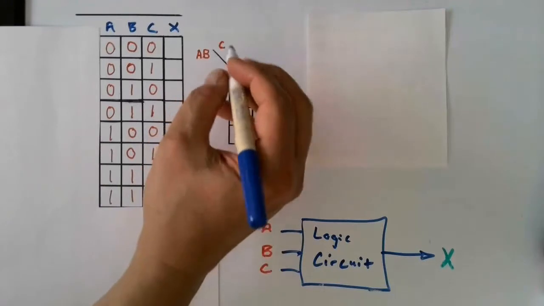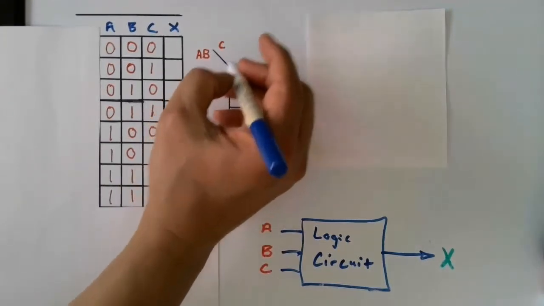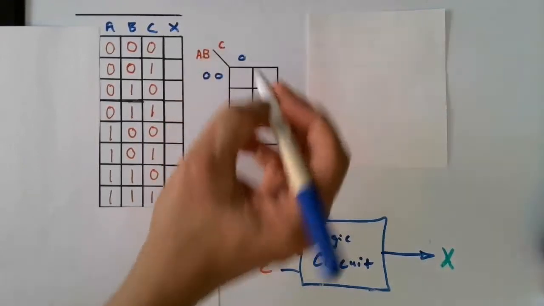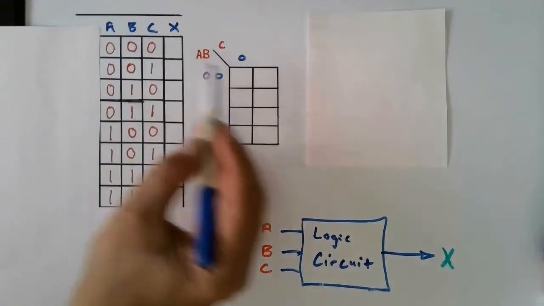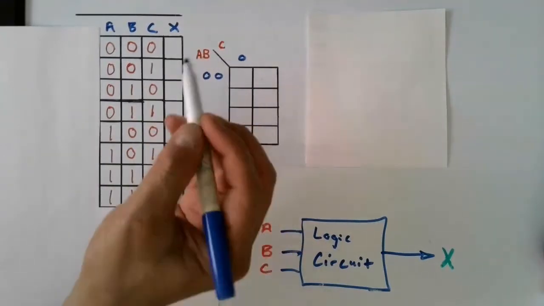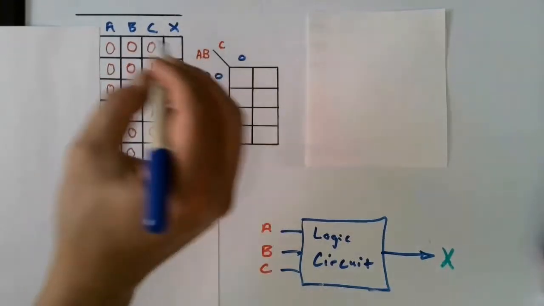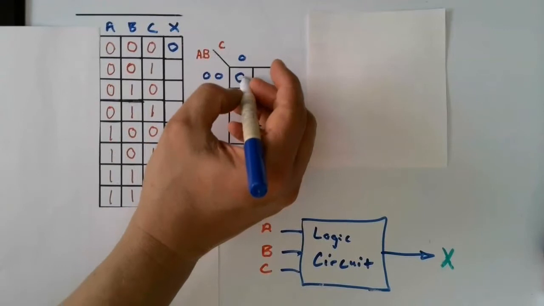So let me show you how this works. We're going to start with A is 0, B is 0, and C is 0. And what that does is it maps this location here, A, B, C, to this particular cell. Okay, so let's say, for example, that that's a 0 in that case. The output is 0. We would write a 0 in that cell.